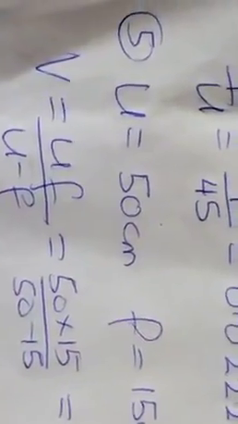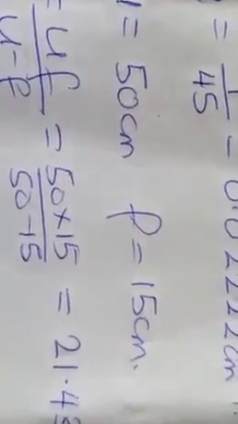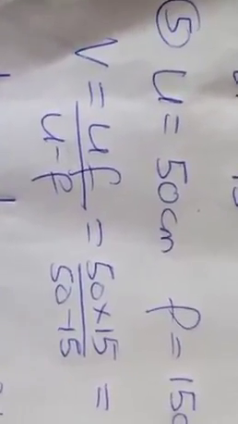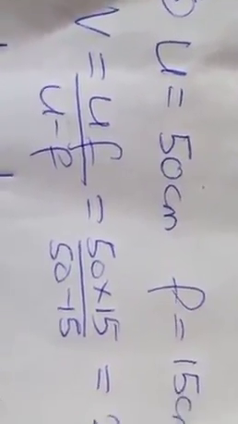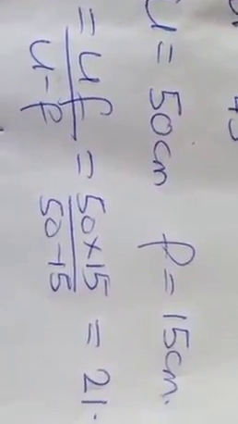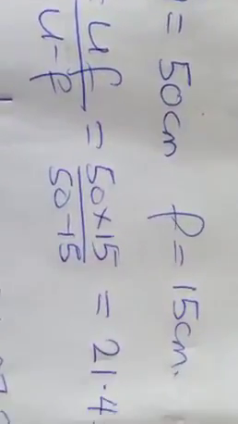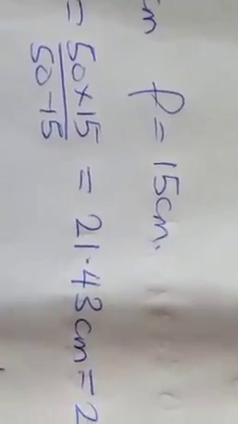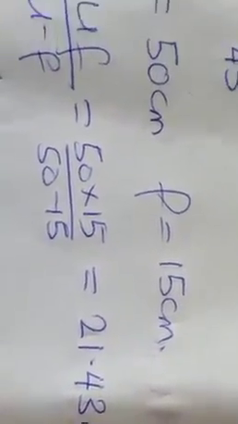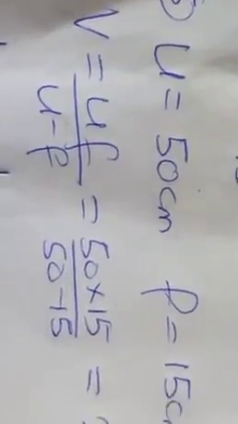So when U is 50, focal length being 15 cm, the same formula we'll be applying for others. V equals UF all over U minus F: 50 times 15 all over 50 minus 15. That will give us 21.43 cm. So am I going to record 21.43 cm?